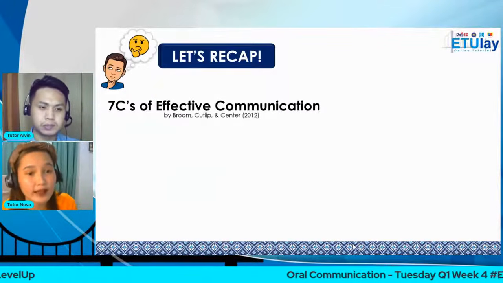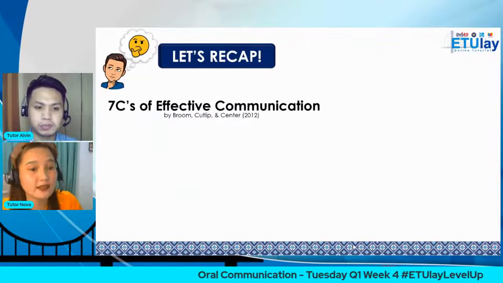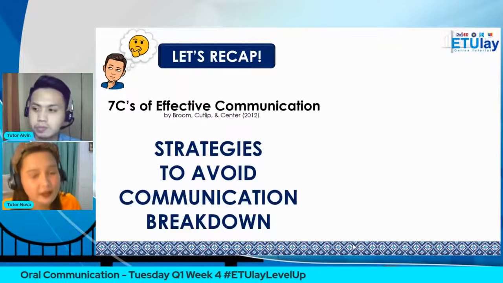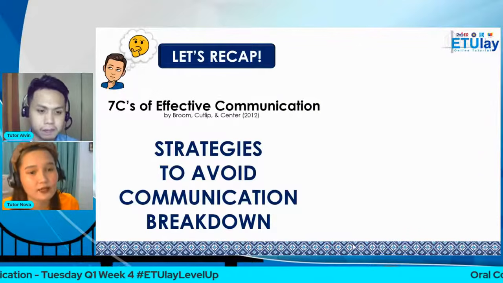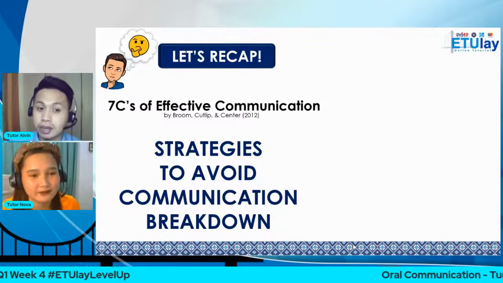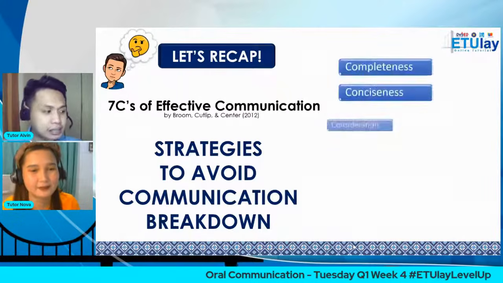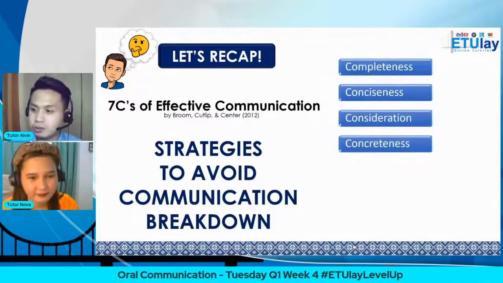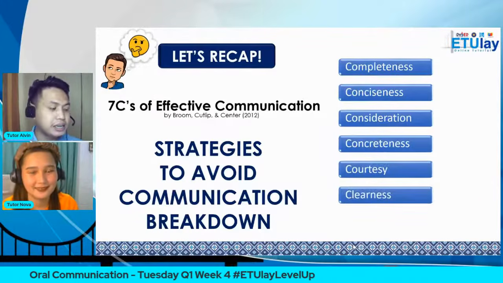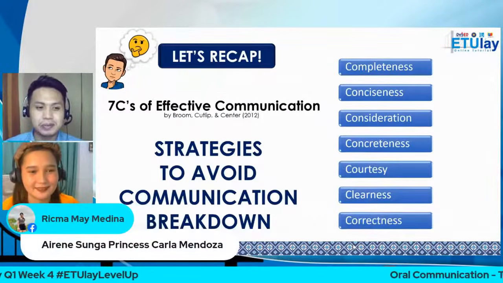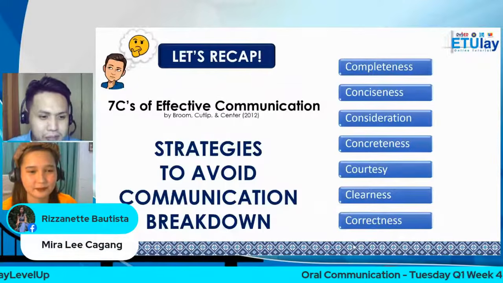And of course, since we have barriers, we also presented last time the different ways to have effective communication by introducing the different C's of effective communication. First we have completeness, conciseness, consideration, concreteness, courtesy, clearness, and correctness.